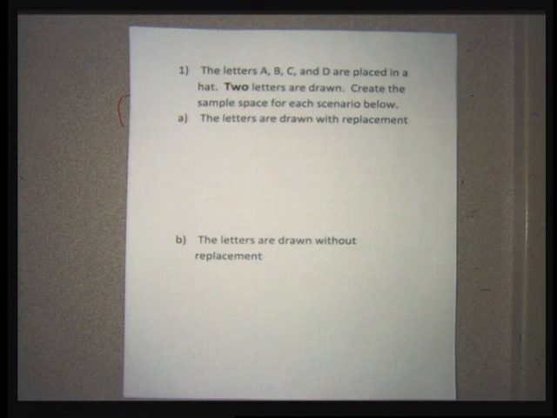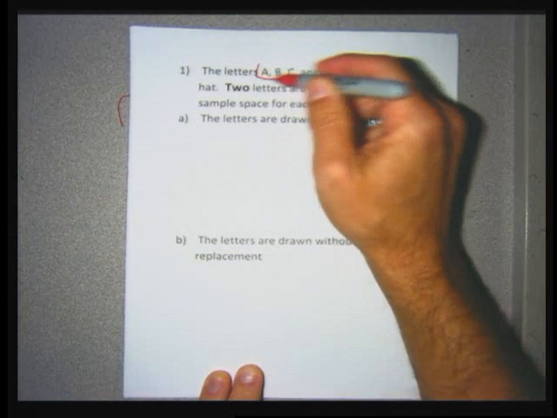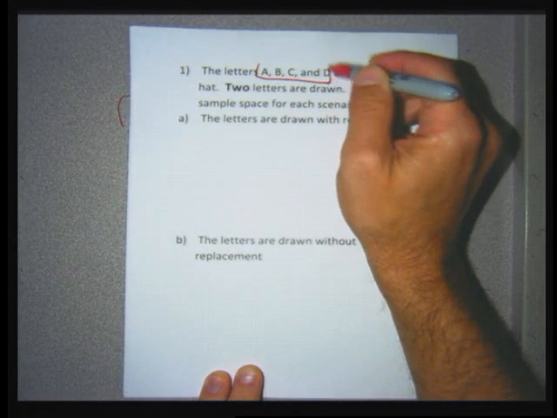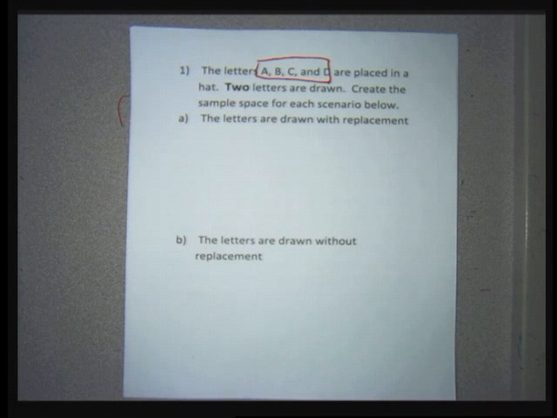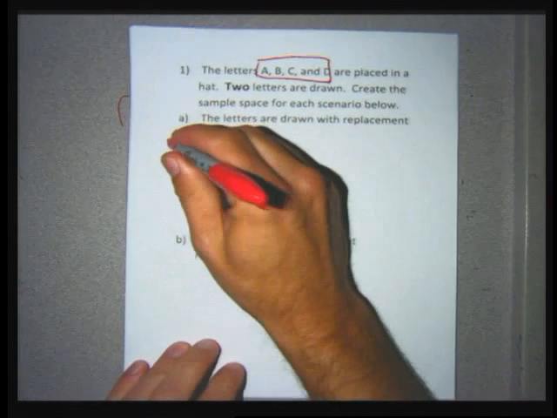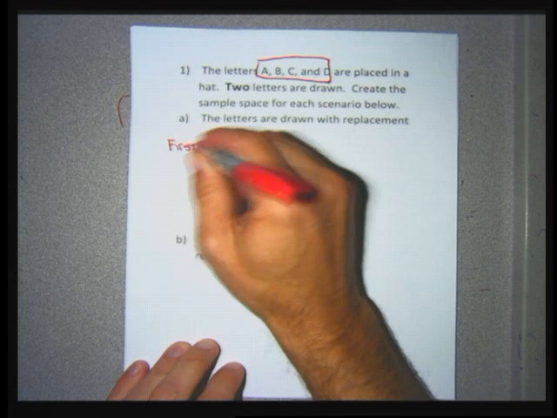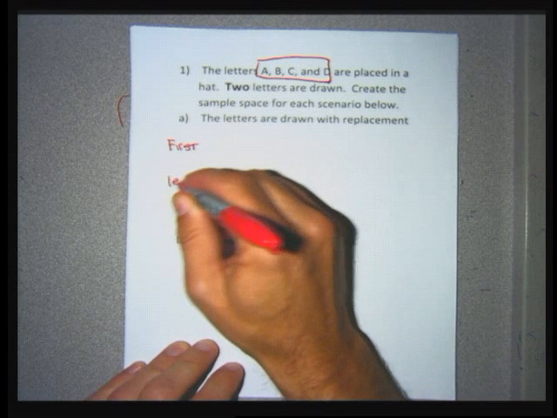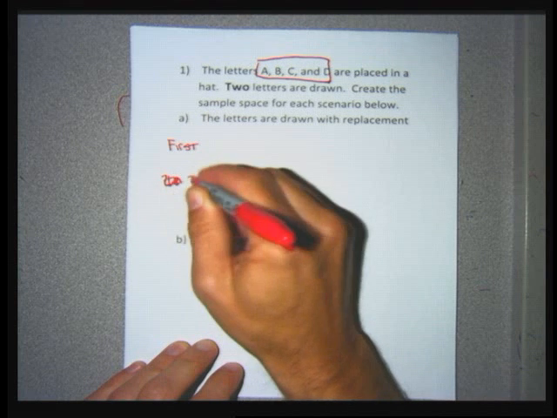So for this problem 1, this is not from the book, this is just an extra made up problem. I have these 4 letters, I'm putting them in a hat, and I'm picking out 2 letters. The first one says, create a sample space if the letters are drawn with replacement. So I can pick a first letter. I'm going to do a tree to make this sample space, and then I can do a second letter.